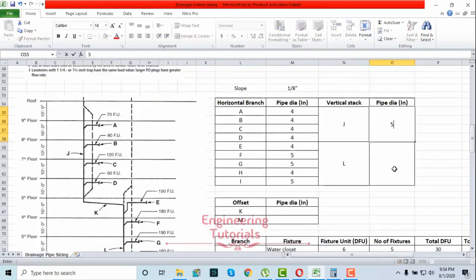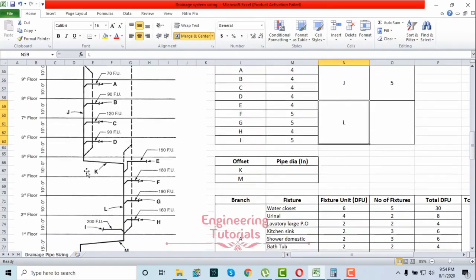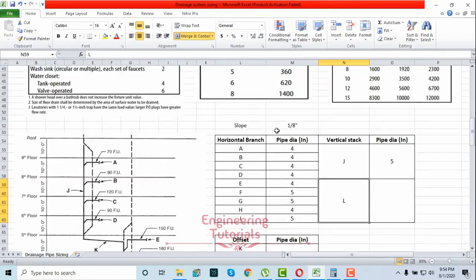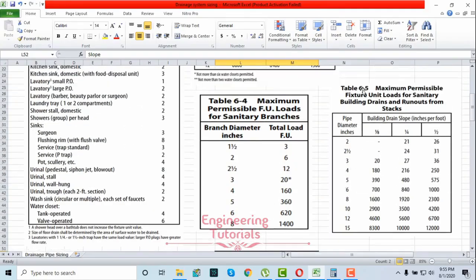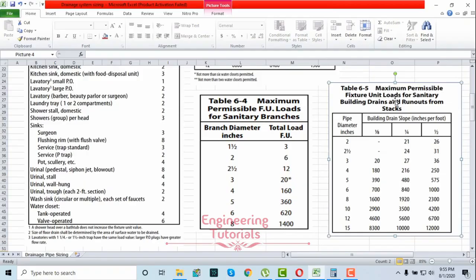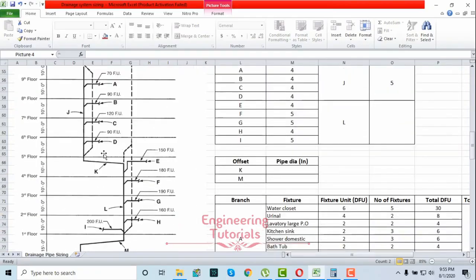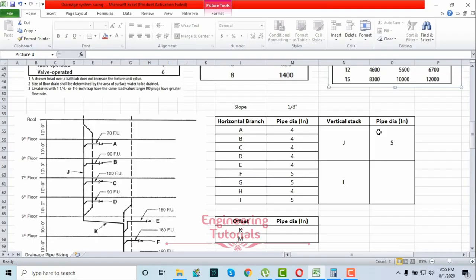So this is 5 inches. And then we have to calculate this offset runout pipe size, and the slope which we used in our project is 1/8 inches per feet. So this section K, runout or offset, is going to be sized based on Table 6-5, maximum permissible fixture unit load for sanitary building drains and runout from the stack. So this is a runout from the stack pipe, or it is also called offset.